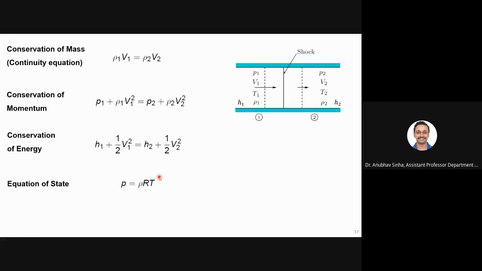Then we'll talk about the equation of state. So we can relate P as rho RT. Moving forward, we'll consider it to be a perfect gas, and based on that assumption, we'll make some simplifications in our derivation. And enthalpy we can define as CPT because it is a perfect gas, so we'll consider CP to remain constant and dependent on temperature only.